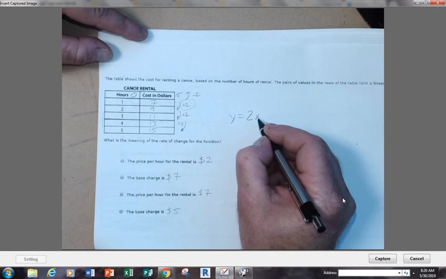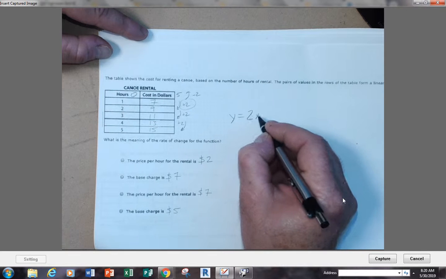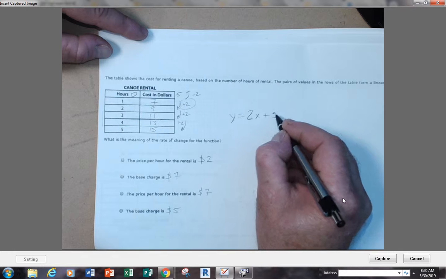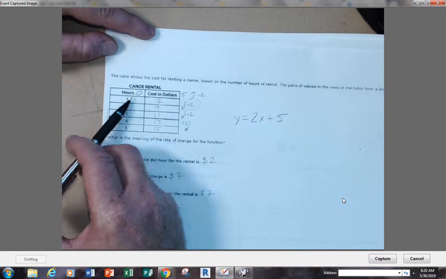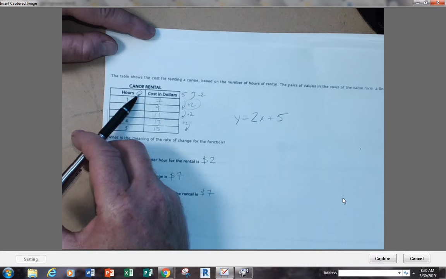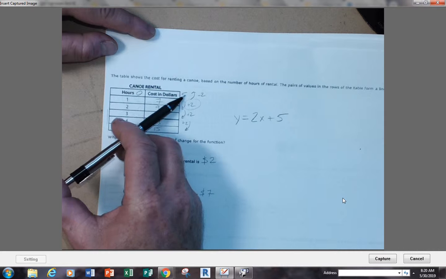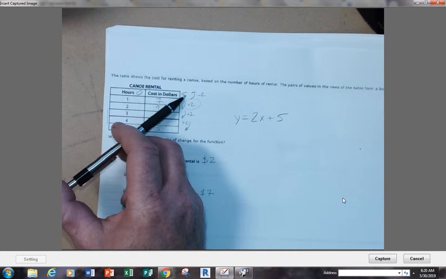How many hours you plug in here, and $2 per hour times the number of hours gives you how much you're paying right there. Plus the y-intercept number, which again is the base charge. How much you're paying after renting a canoe for 0 hours. Even before you sit in a canoe, you have to spend $5 to even get in there. So the base charge, maybe a deposit or a fee to get into the place where you're going. I'm not sure. But here we go.